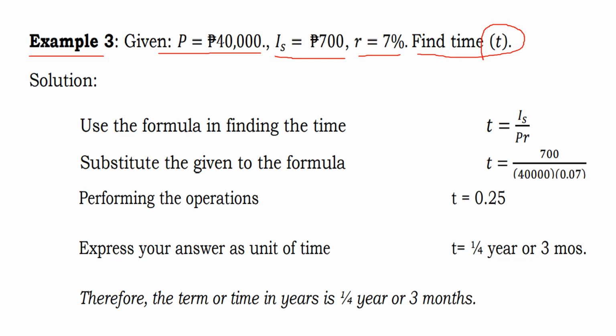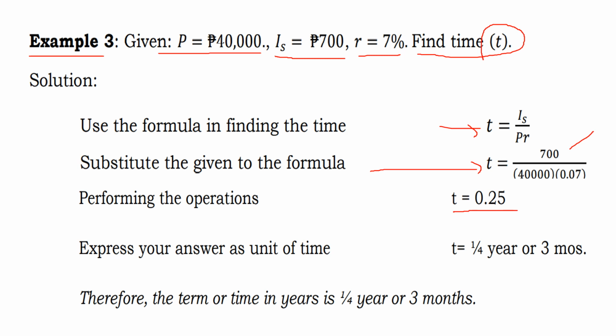we can now find the value of T, which is equal to I sub S divided by the product of your principal and your rate of interest R. Now we substitute the given values to the formula, and we arrive at 700 all over 40,000 multiplied by 0.07. The resulting value right after performing the operation, your T now is equal to 0.25.